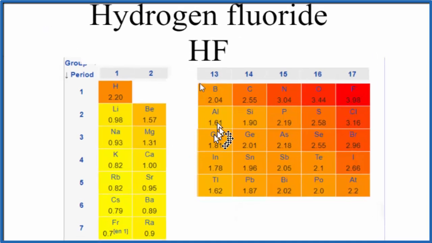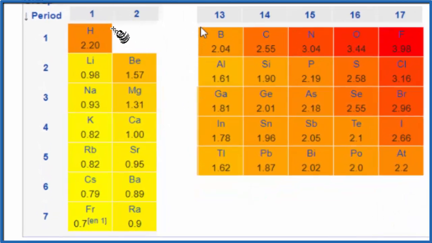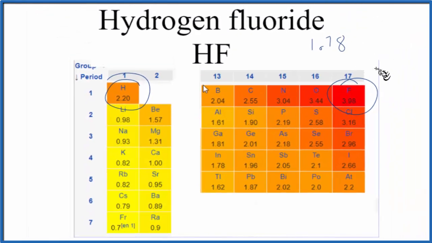Left out the transition metals here. Let's find hydrogen right here, and then fluorine. And if we subtract these two numbers, we get a difference in electronegativity of 1.78. So there's a fairly large difference in electronegativity between the fluorine and the hydrogen atom. Let's see what that means.